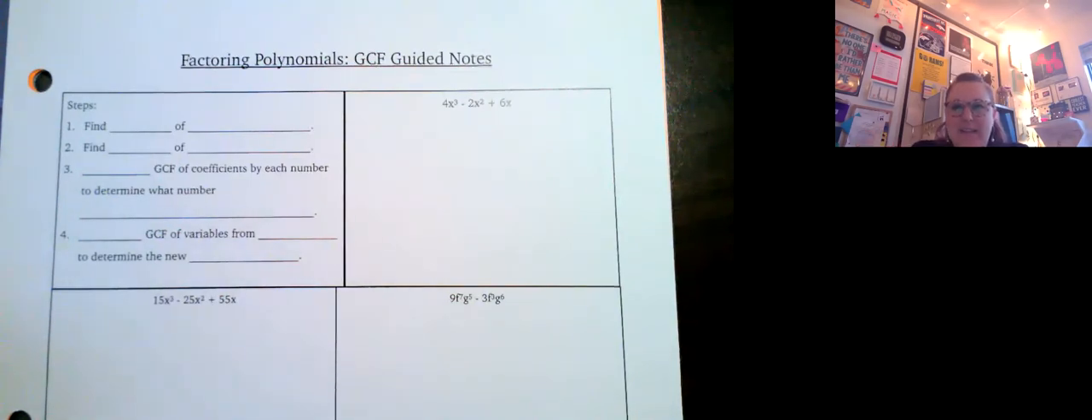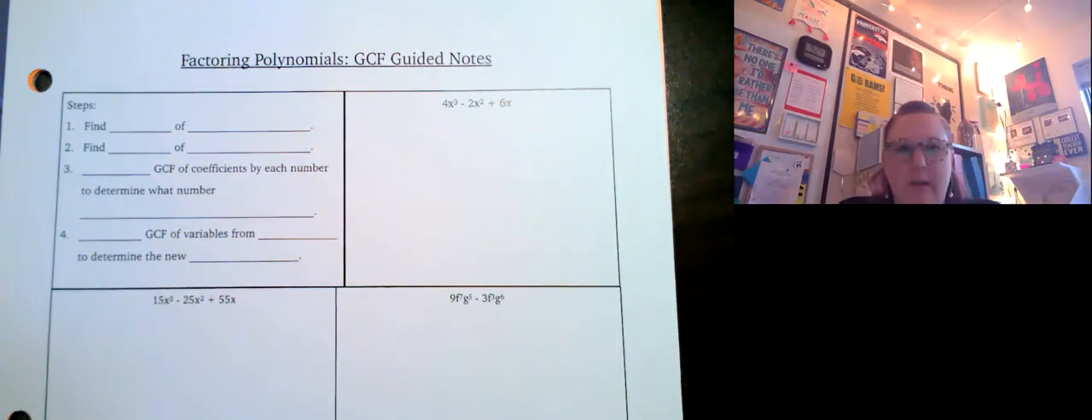Hey, algebra kids. Today I'm going to walk you through the beginning concepts of factoring. Factoring is kind of like dividing. It's the reverse of multiplying polynomials. The first idea that we need to focus on as far as factoring is pulling out the greatest common factor. That's what we mean by GCF.